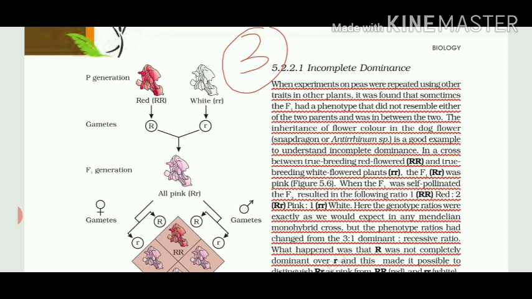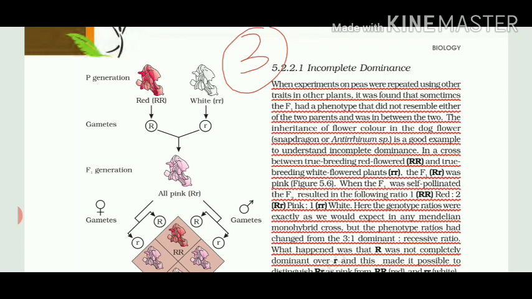So what will be the phenotypic ratio? At the F2 generation, the phenotypic ratio is 1:2:1, meaning 1 flower is red in color, 2 are a combination, pink in color, and the third is white in color. So the genotypic ratios are exactly similar to a Mendelian cross, but the phenotypic ratios vary from 3:1 to 1:2:1. So we cannot say that capital R is showing any dominance over small r.